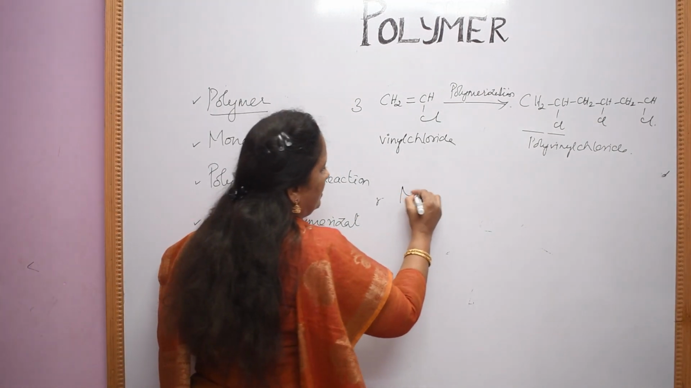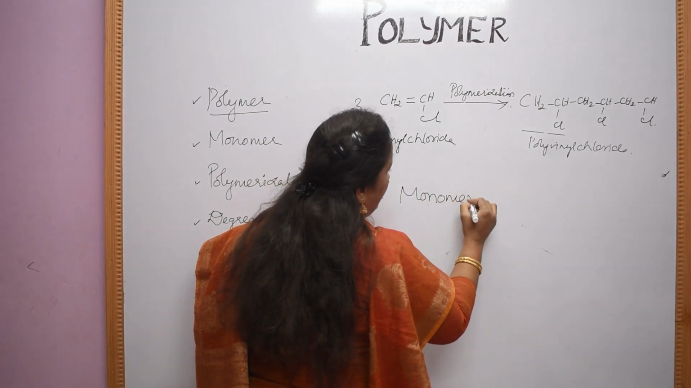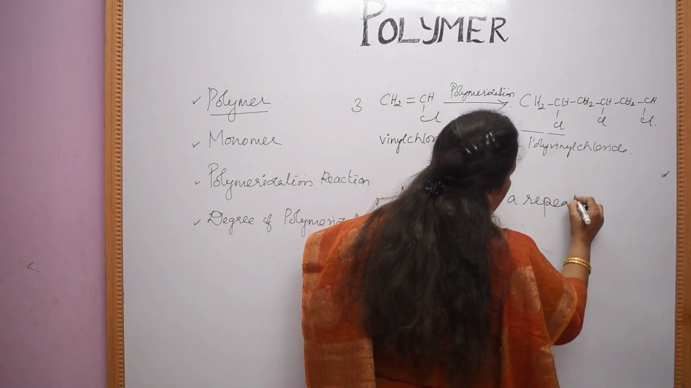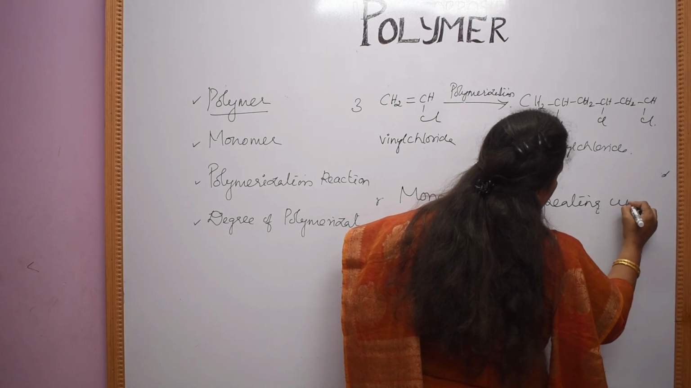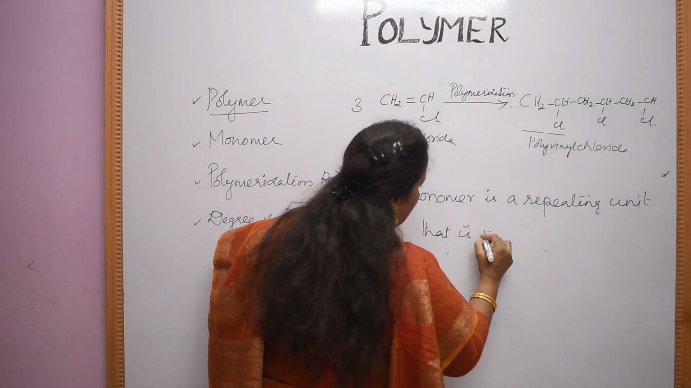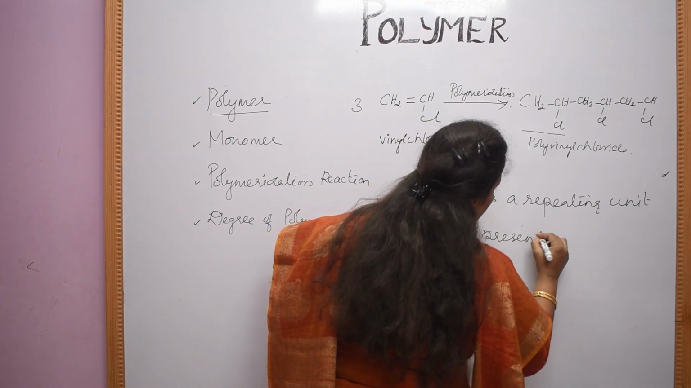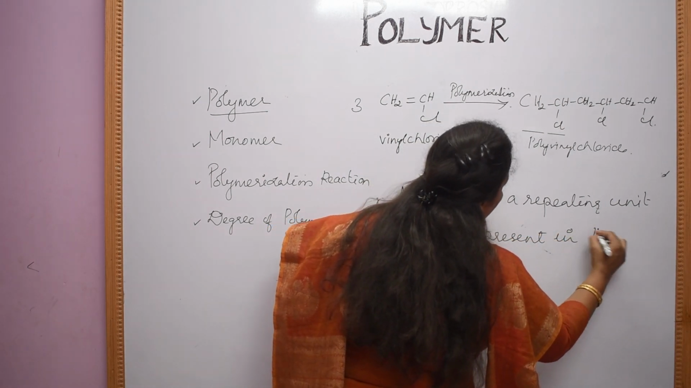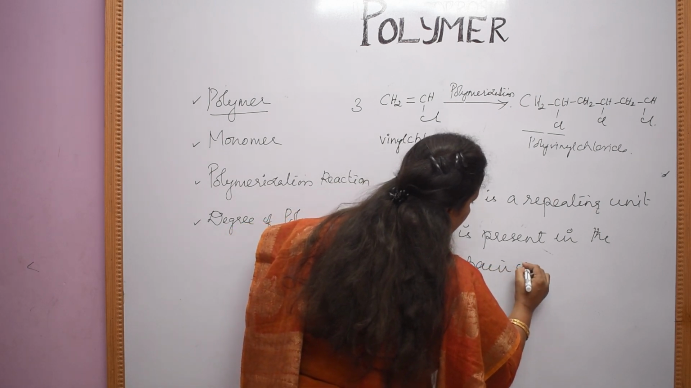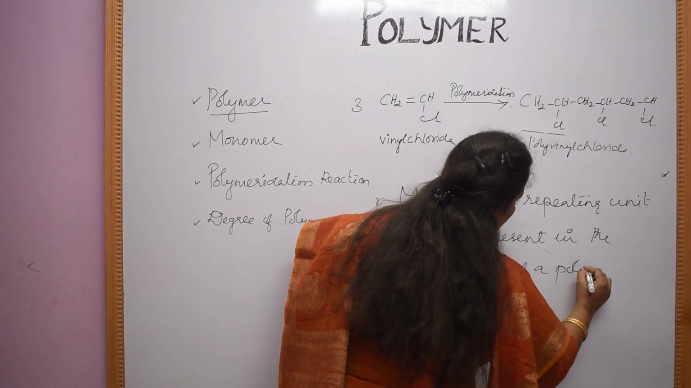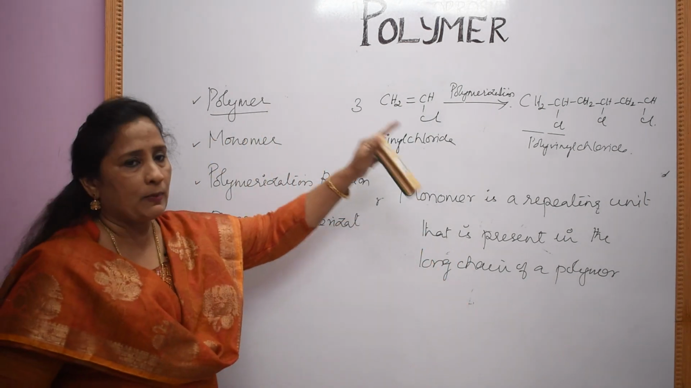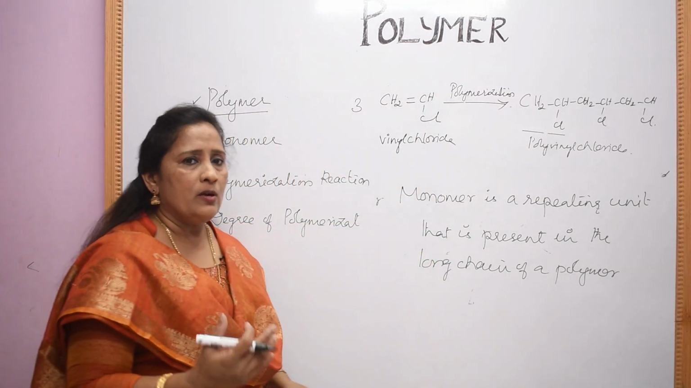A monomer is nothing but a single repeating unit that is present in the long chain of a polymer. So what is a monomer? A monomer is a single repeating unit that is present in the long chain of a polymer.